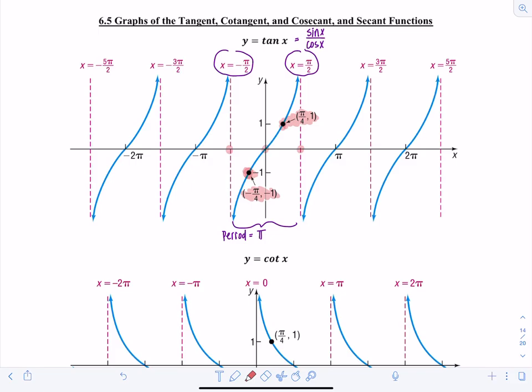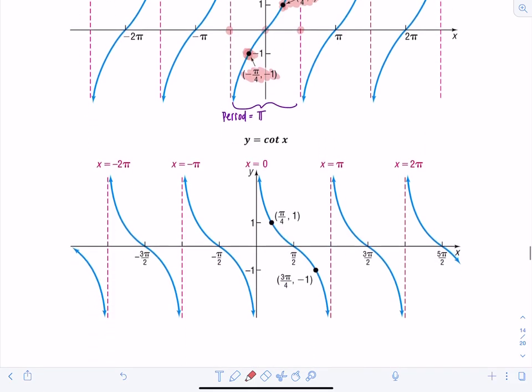Okay, now moving on to cotangent of x. The only difference is that the asymptotes are in different places because, of course, cotangent x is cosine x over sine x. So in this case, everywhere that sine is 0, cotangent is undefined. So that's where this graph will have vertical asymptotes.